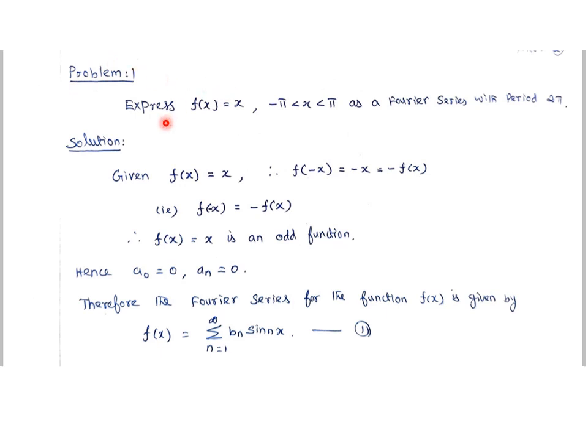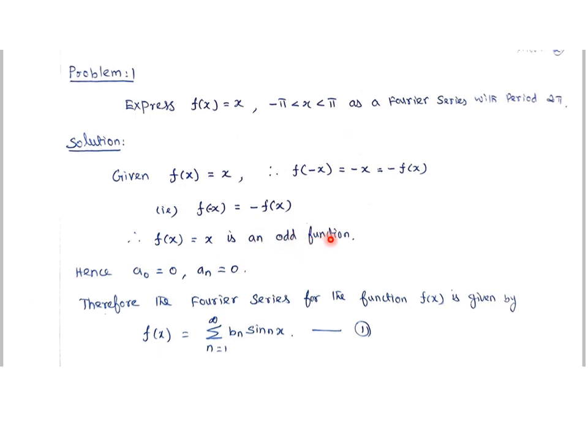First problem, express f of x equal to x. The range is given from minus pi to plus pi. Now we have to express the function f of x is equal to x in a Fourier series. The function is a periodic function with period 2 pi. Now given function f of x is x, as we seen before, we know that f of x is an odd function.